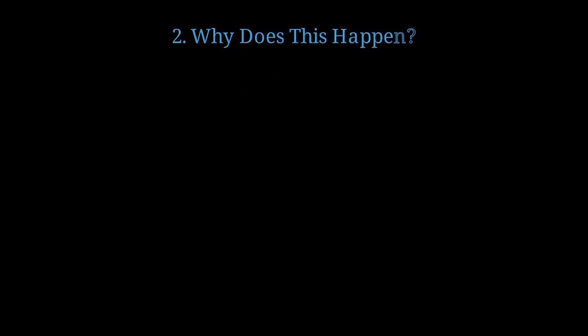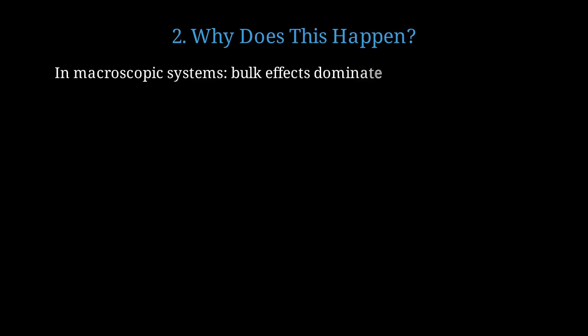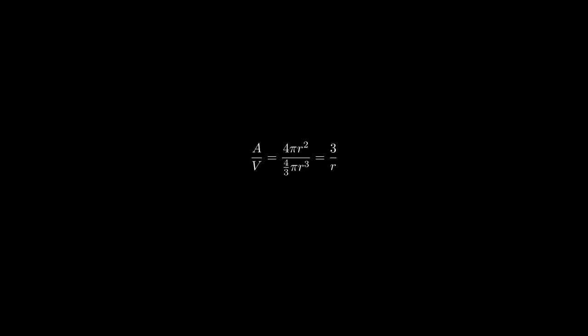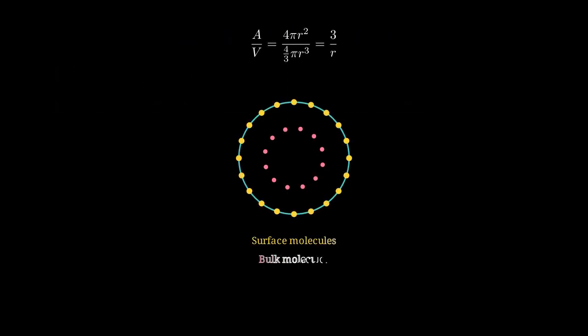The key to understanding this puzzle lies in the competition between bulk and surface effects. In large macroscopic systems, the bulk properties dominate. The interior of the material determines its behavior. But in nanoscale droplets, surface effects become extremely important because the surface-to-volume ratio is huge. The surface area-to-volume ratio scales as 3 over r, where r is the radius. As droplets get smaller, this ratio explodes. In a small droplet, a large fraction of molecules are at the surface. These surface molecules have different energies than bulk molecules because they have fewer neighbors.